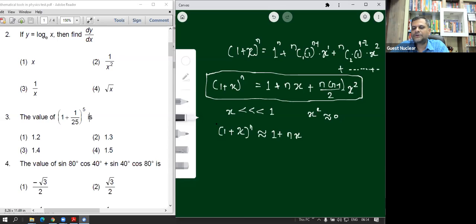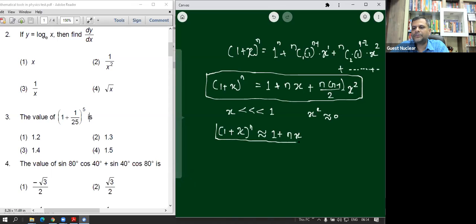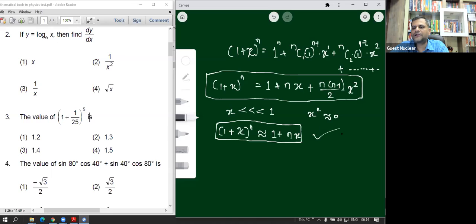This is actually called the binomial approximation, and we have to remember this correctly. ठीक है, ये जो बाइनोमियल अप्रोक्सीमेशन है तो वो हमको अच्छी तरह से याद रखना है, क्योंकि ये बहुत काम में आता है. हमको फिजिक्स के अंदर कई बार ये हमको यूज करना पड़ता है.